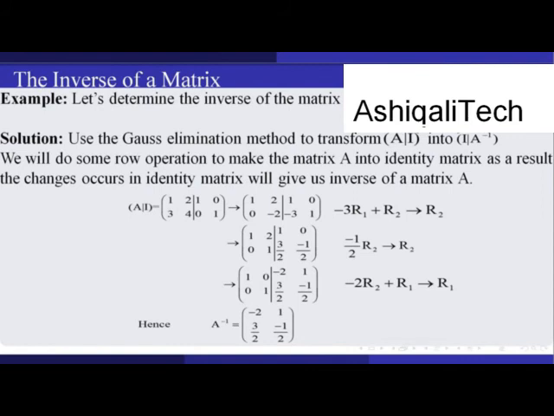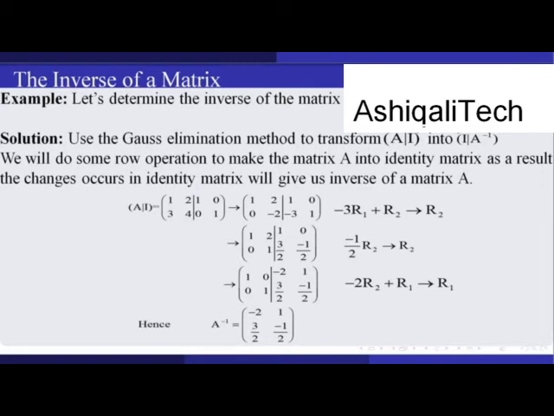Example: let's determine the inverse of the matrix A, which is given by 1, 2, 3, 4. Use the Gauss elimination method to transform A augmented by I into A augmented by A inverse. We will do some row operations to make the matrix A into the identity matrix. As a result, the changes that occur in the identity matrix will give us the inverse of matrix A. So we write A augmented by I. Then we do some row operations.